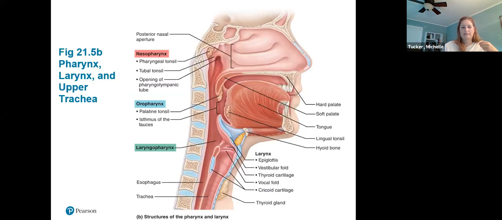And that is where we stop, and we'll pick up next week at the level of the larynx.